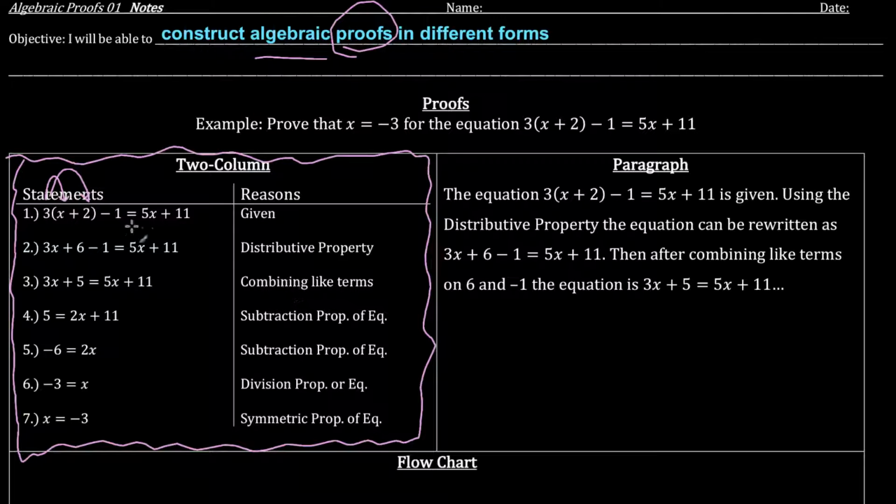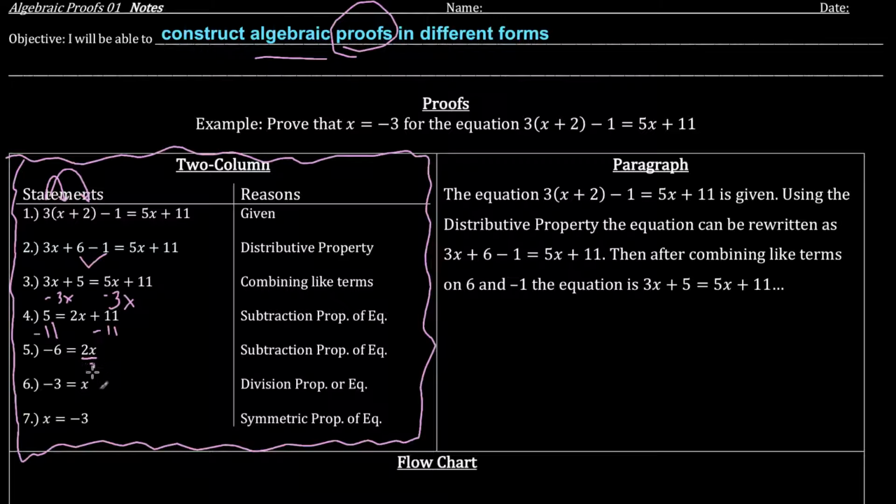We talked about it. And on this next step, right here, we combine the 6 and the -1, and we got 5. Well, how did we get there? We combine like terms. On this one right here, it looks like I took away 3x from both sides. That's called the subtraction property of equality. And it looks like I took away 11 here because the 11's gone. And I get -6. That's another subtraction property of equality.